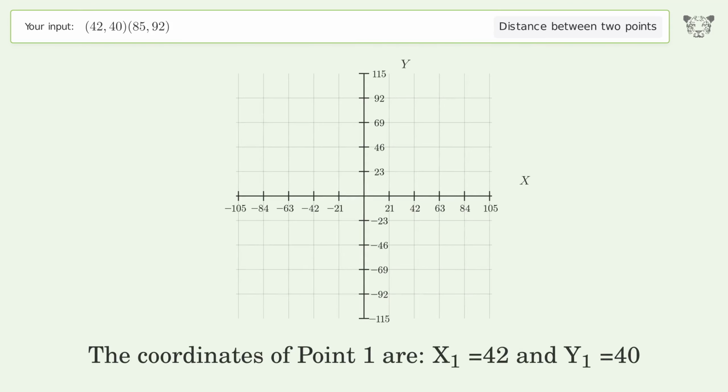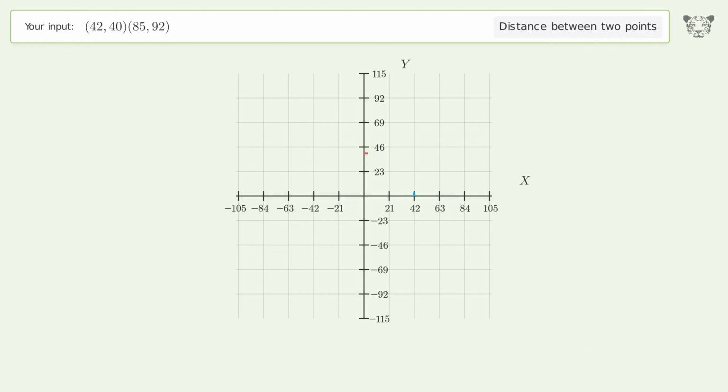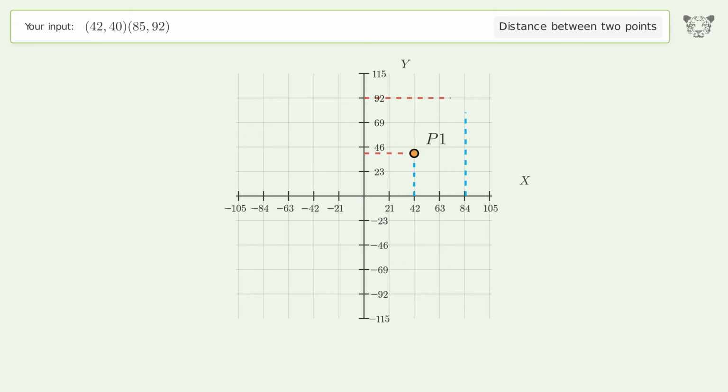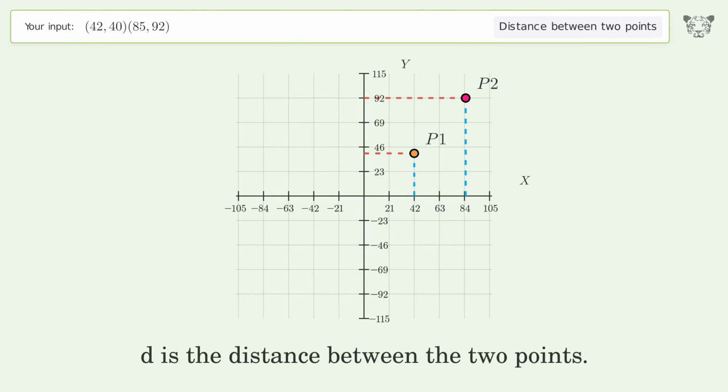The coordinates of point 1 are x1 equals 42 and y1 equals 40. The coordinates of point 2 are x2 equals 85 and y2 equals 92. D is the distance between the 2 points.